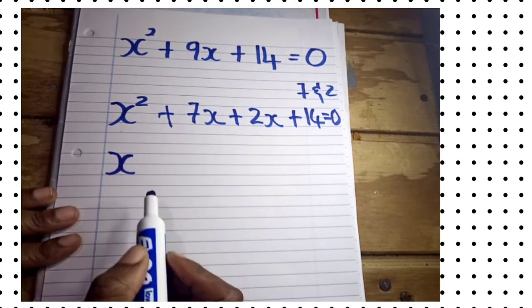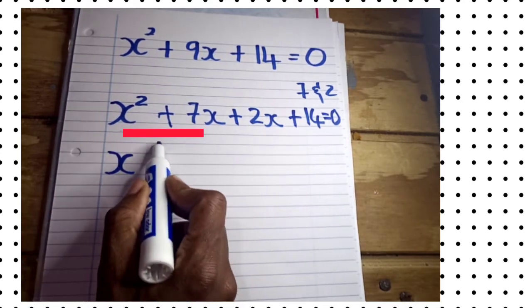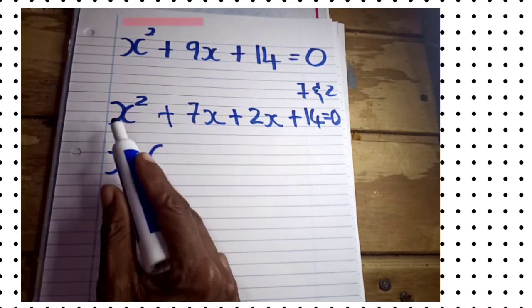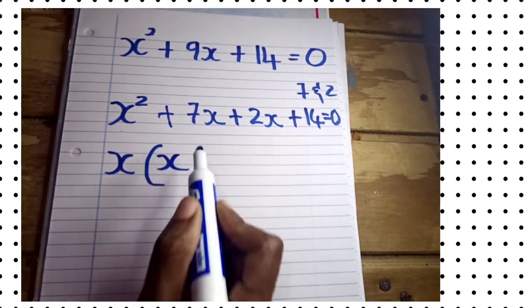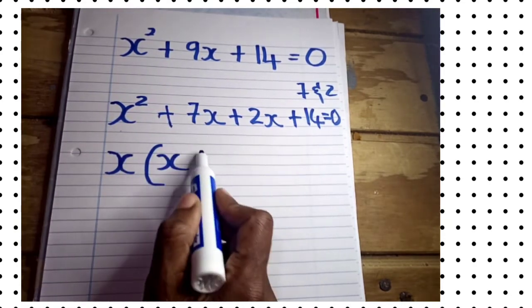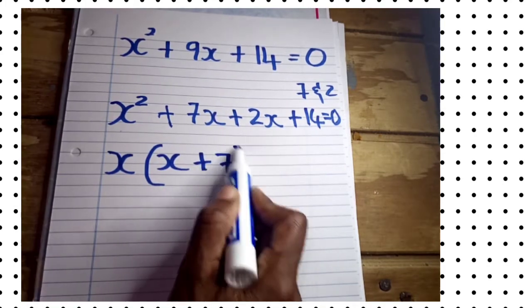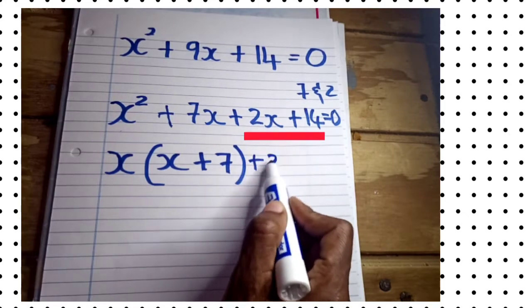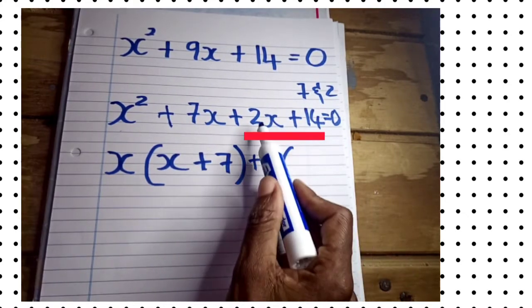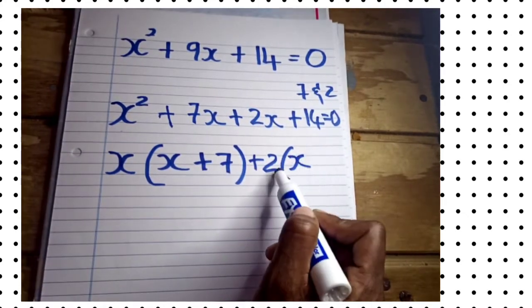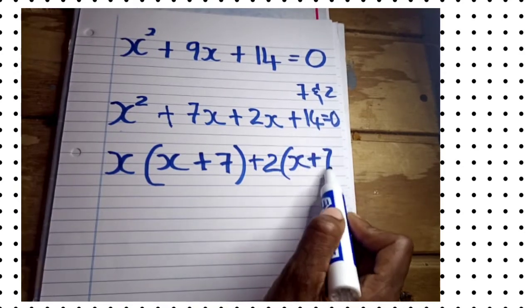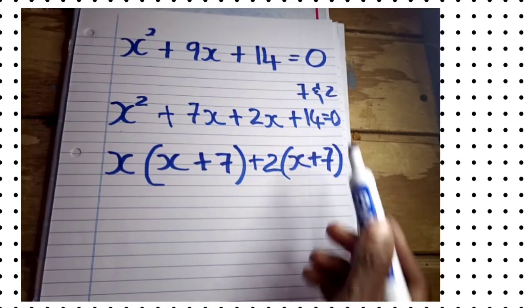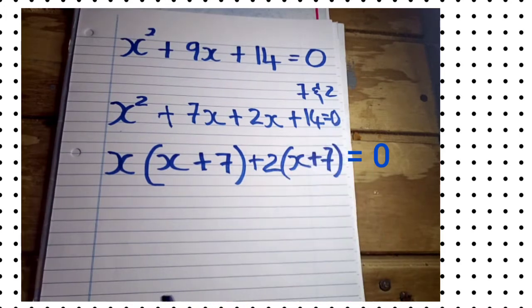We take two terms at a time and factor out. The x squared plus the 7x, the common factor is x. x into 7x is 7 times. Now we find the common factor for 2x and 14. It is definitely 2. 2 into 2x is x, and 2 into 14 is 7, and that's a positive 7. And that is equal to 0, of course.